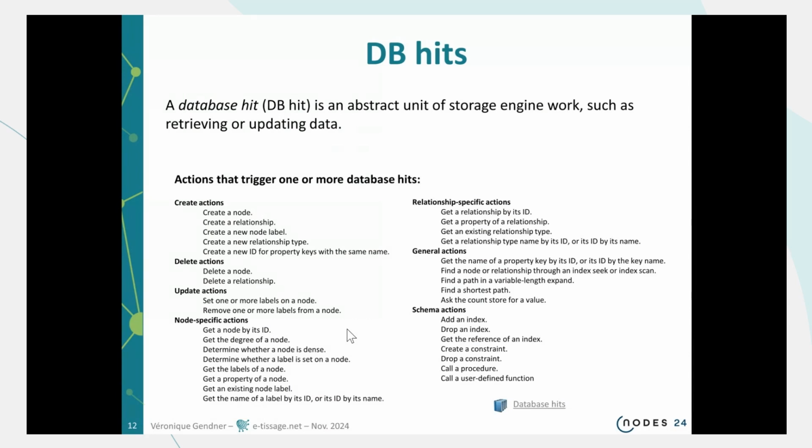Another important lever to reduce processing time is reducing the number of database hits. A database hit is an abstract unit of storage engine work, such as retrieving or updating data. Actions that trigger database hits are, for example, create or delete, or reading actions like getting the label of a node, getting a property of a node or a relation, or finding a node or relation through an index. Those are examples of database hits.